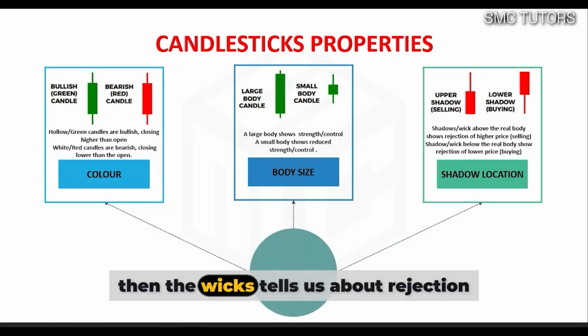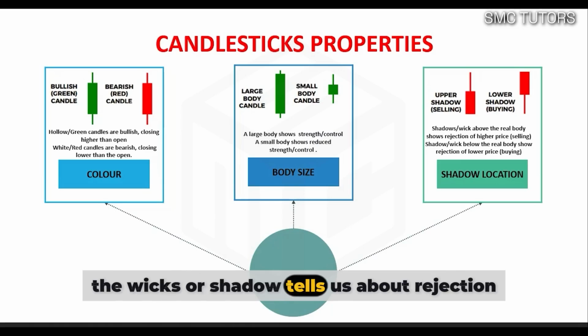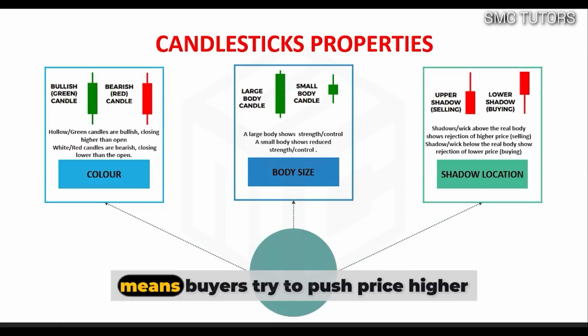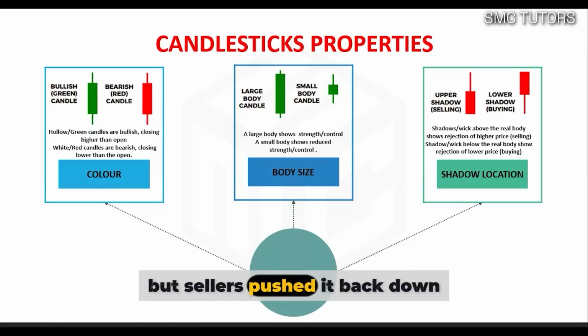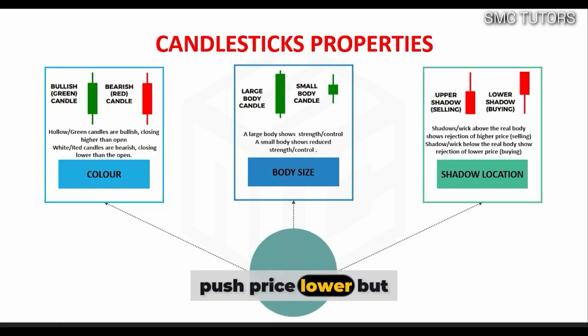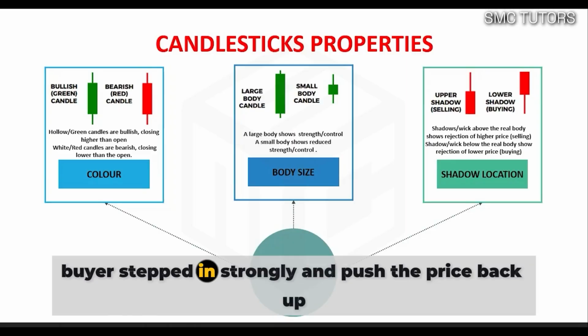Then the wicks tell us about rejection. The wicks or shadows tell us about rejection. A longer wick at the top means buyers tried to push price higher, but sellers pushed it back down. A longer wick at the bottom means sellers tried to push price lower, but buyers stepped in strongly and pushed the price back up.